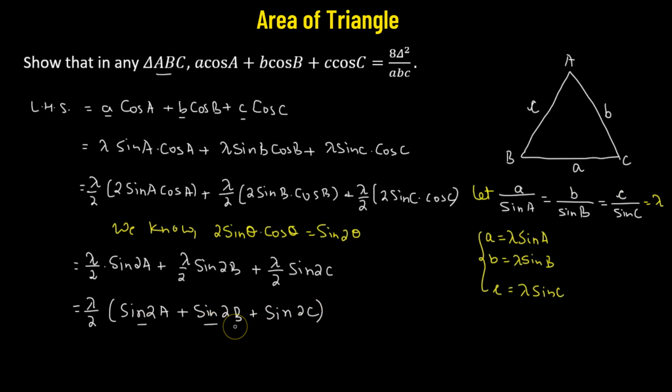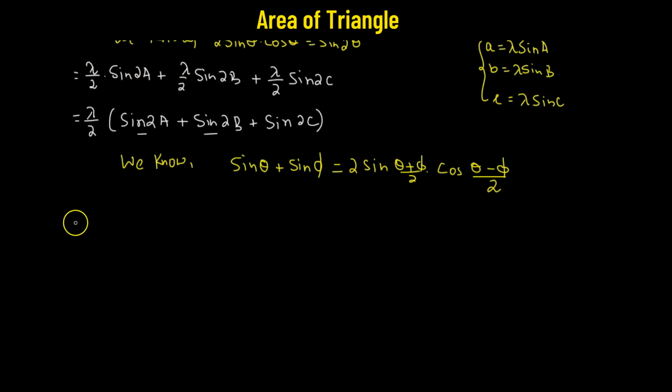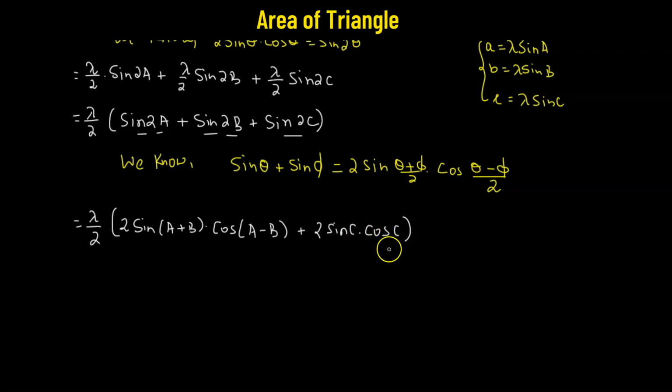Let's begin by first combining sin 2A and sin 2B by using the trigonometric formula: sin theta plus sin phi is given by 2 sin of (theta plus phi) over 2 multiplied by cos of (theta minus phi) over 2. Since we're combining the first and second terms, this gives us lambda over 2 multiplied by 2 sin of (2A plus 2B) over 2, which is nothing but A plus B, multiplied by cos of (2A minus 2B) over 2, which gives us A minus B, plus sin 2C. We can break sin 2C down to get 2 sin C cos C. It will become evident in a moment why we have broken it down again.